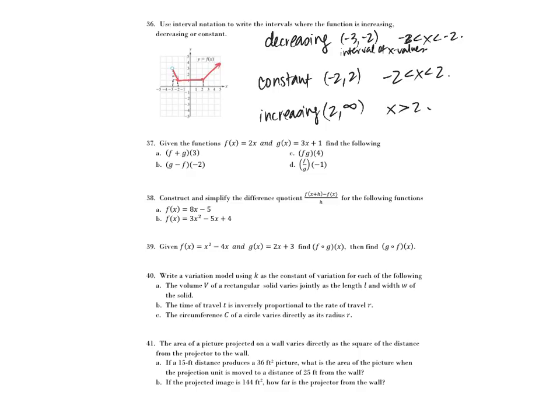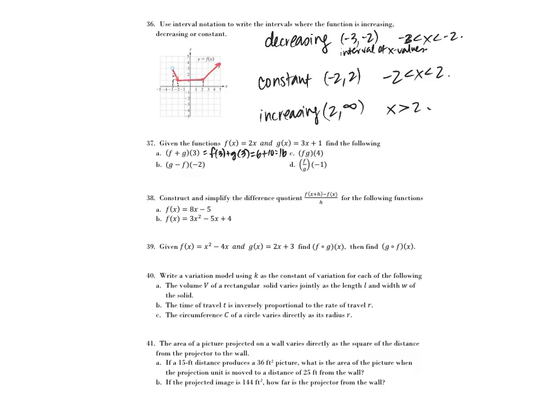Okay, given those functions, find the following. F plus g of 3. So that's going to be f of 3 plus g of 3. So if I plug 3 into the function f, it's 2 times 3, which is 6. And g of 3, if I plug 3 in here, I have 3 times 3 is 9 plus 1 is 10. So the answer is 16 on that one.